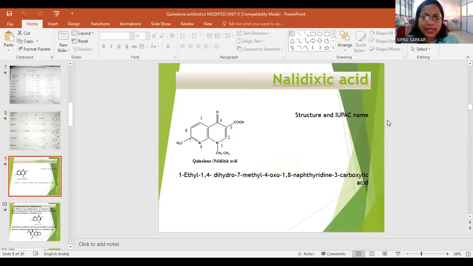Coming to nalidixic acid, the structure is shown here, along with the IUPAC name. It is known as 1-ethyl. See the nomenclature: 1, 2, 3, 4, 5, 6, 7, 8. 1-ethyl, 1,4-dihydro, at the 1 position hydrogenation is there. 7-methyl, 4-oxo, 1,8-naphthyridine, the naphthyl ring, that's why it is known as naphthyridine, 3-carboxylic acid.